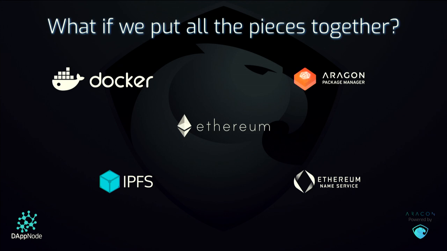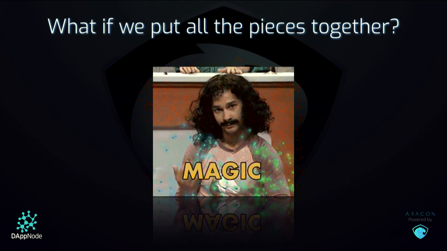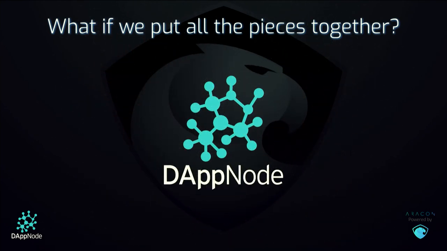So now that we have all the pieces, we have Docker to provide the services, we have IPFS to serve the content, and we have the Aragon package manager to link all the things, it was time to do some hard work and create an important build feature of our system that is called the DAppManager and is responsible for managing all the packages.